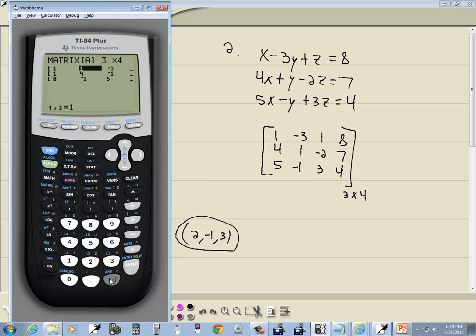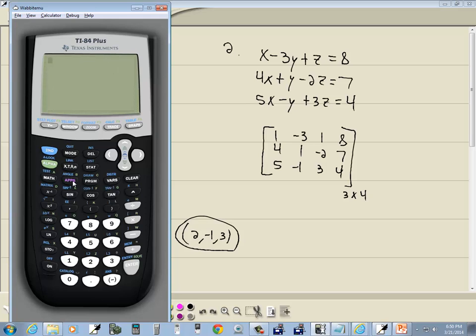So I got 1, -3, 1, 8, 4, 1, -2, 7, 5, -1, 3, and 4. And double check all my numbers. 8, 7, 4, 1, -2, 3, -3, 1, -1, 1, 4, 5. Now exit out, second mode.